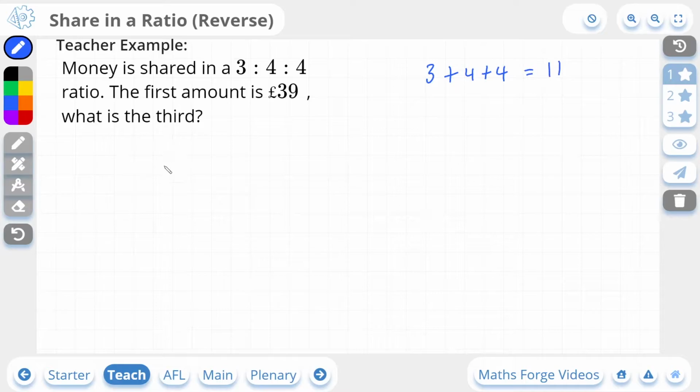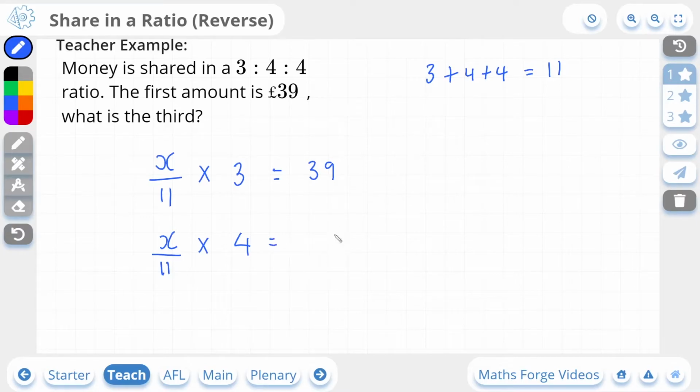We then take the total amount, which we don't know in this case, and we just call it x. But we do know that when we break this total amount by 11 and then multiply it onto each part of the ratio, we get the amount that we're looking for. In this case, the first amount is £39. So when we take this total amount divided by 11 and multiply it by the first number in the ratio, 3, we get the first amount, £39. When we take this total amount over 11 and multiply it by the third number in the ratio, 4, we should get the third amount.